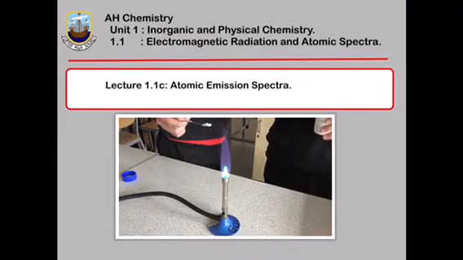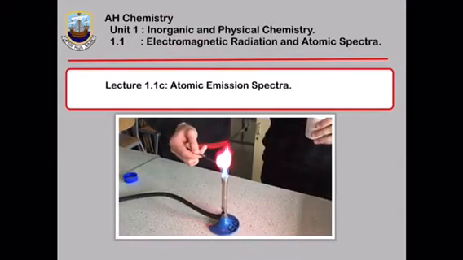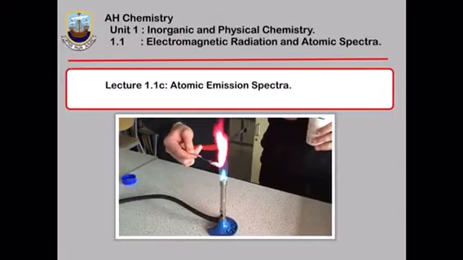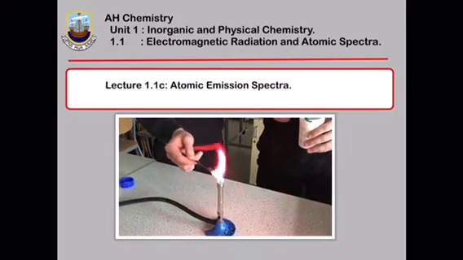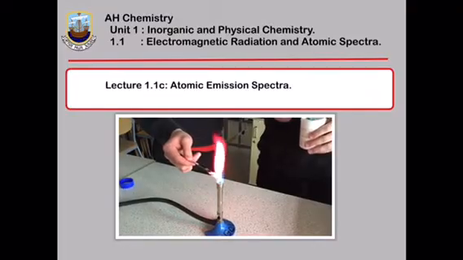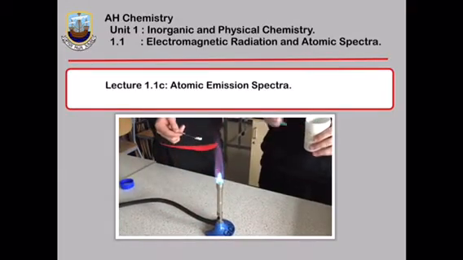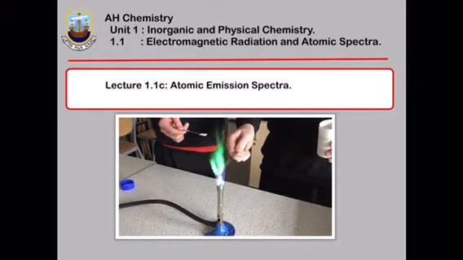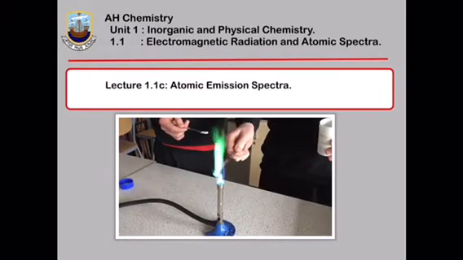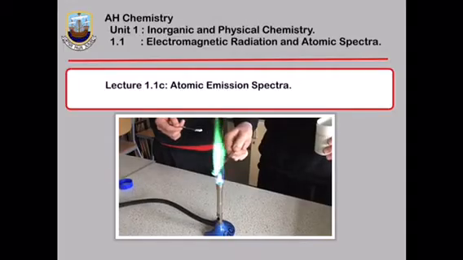When you put a lithium salt into a Bunsen flame, it gives off red light. Now, red light is just a form of electromagnetic radiation. However, if I take the lithium out and put a copper salt in, it gives off this bluey green light, which is another form of electromagnetic radiation, but of course of a different wavelength.